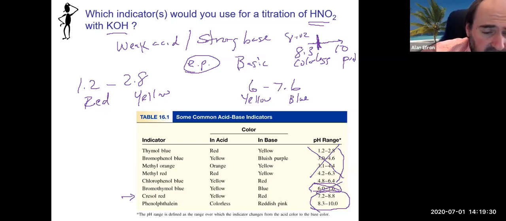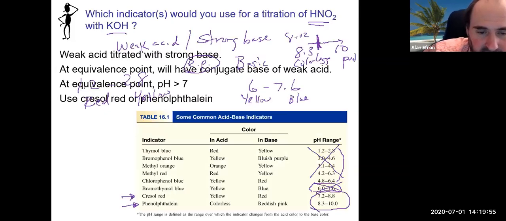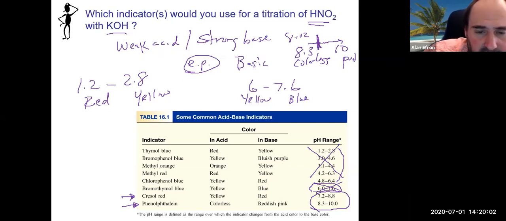So out of this list, the last two would be okay choices in terms of indicators. Again, they both work in the basic range where we see a change in color, and they would be a good choice to use as an indicator. Any questions on that logic there? So as you can see, cresol red and phenolphthalein in this case would be a good choice.